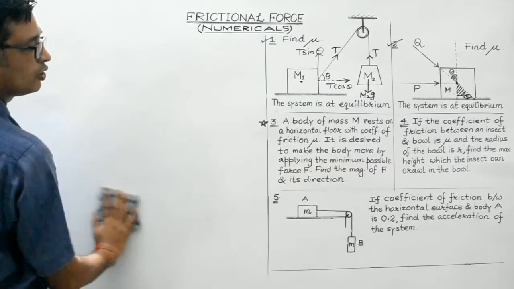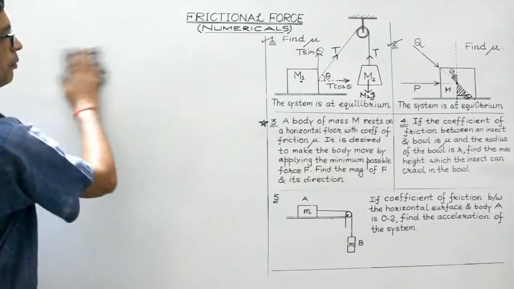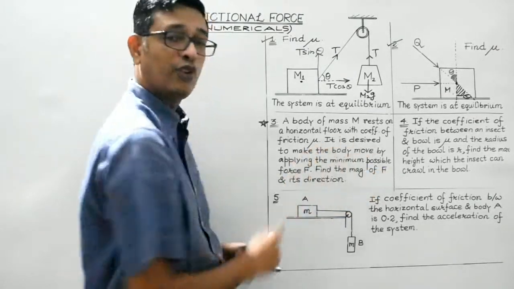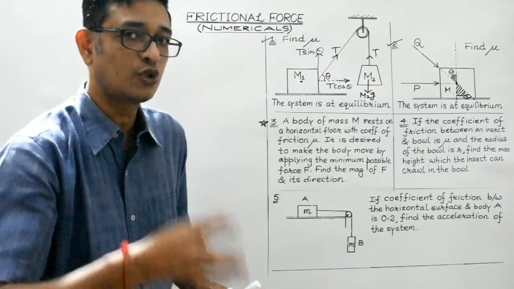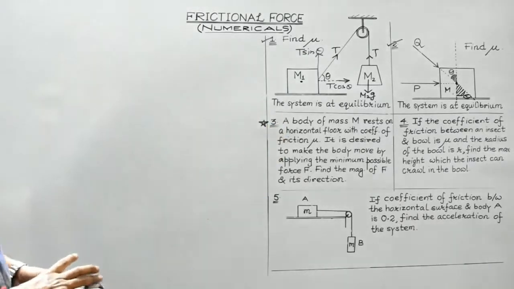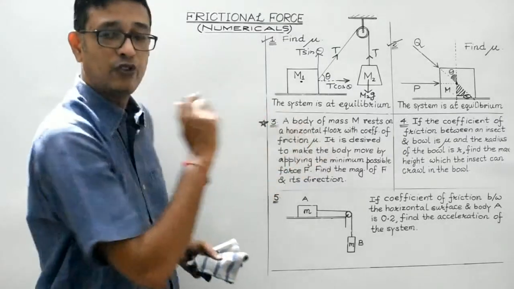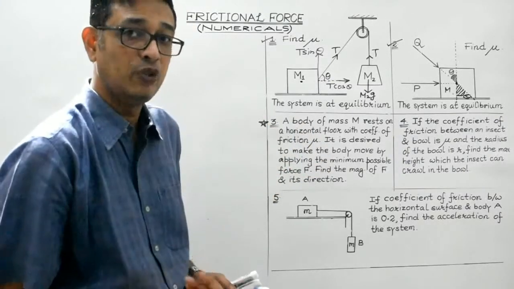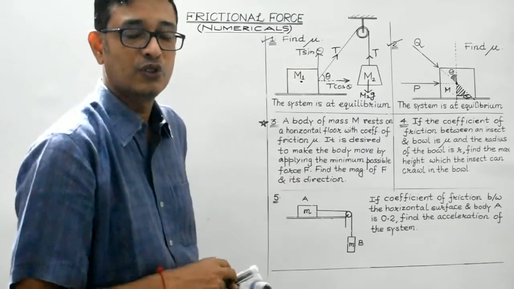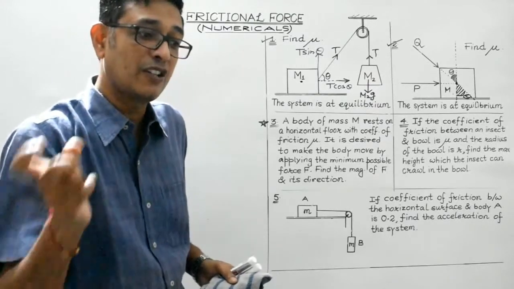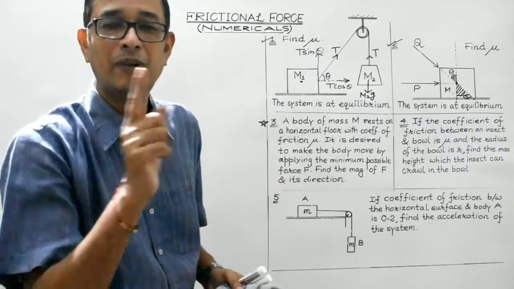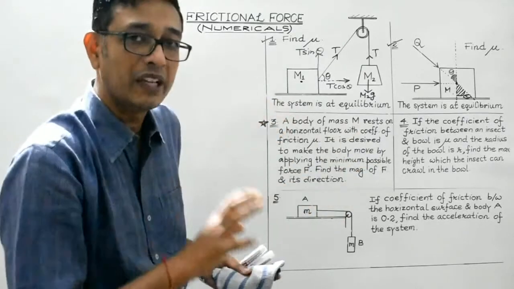It is desired to make the body move by applying the minimum possible force. We are supposed to find the magnitude of the force and the direction in which the force is to be applied. Right? Again I repeat. A body of mass M rests on a horizontal floor with coefficient of friction mu. It is desired to make the body move by applying minimum possible force. So we are supposed to find out the expression for that minimum force and the angle or the direction in which that minimum force is to be applied on the body, so as to make it move.